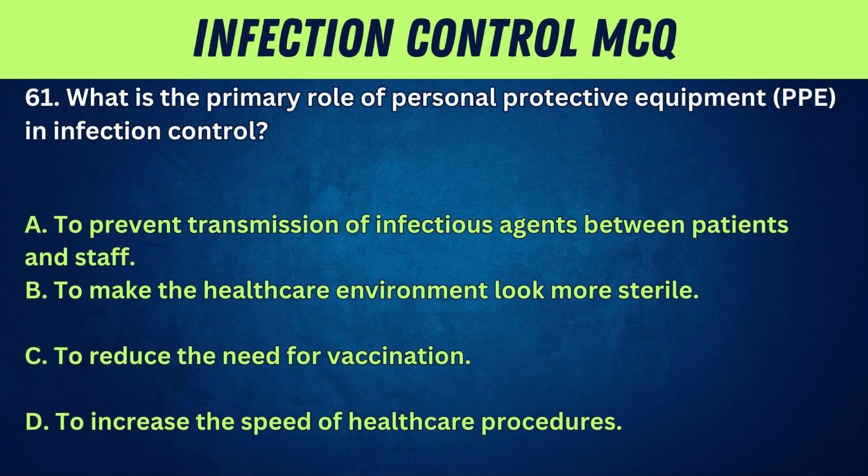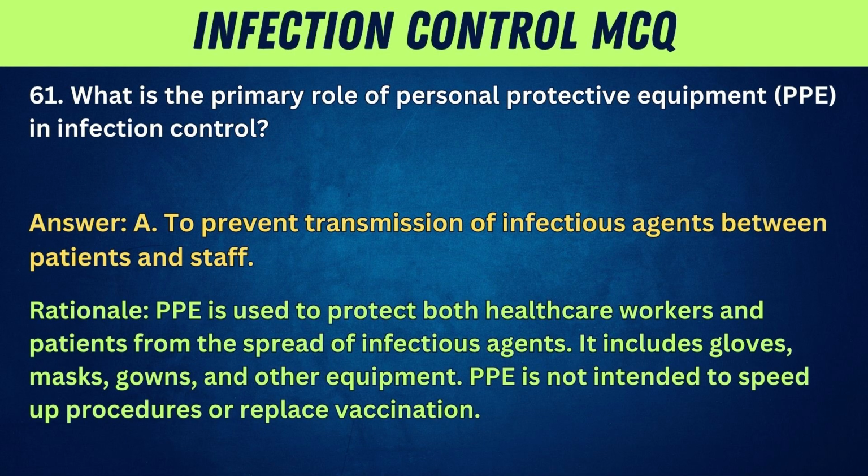What is the primary role of personal protective equipment, PPE, in infection control? A. To prevent transmission of infectious agents between patients and staff. B. To make the healthcare environment look more sterile. C. To reduce the need for vaccination. D. To increase the speed of healthcare procedures. Answer: A. To prevent transmission of infectious agents between patients and staff.